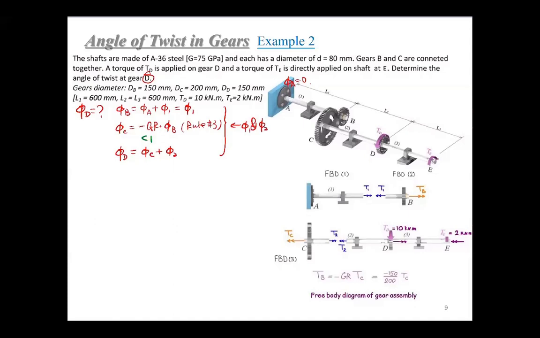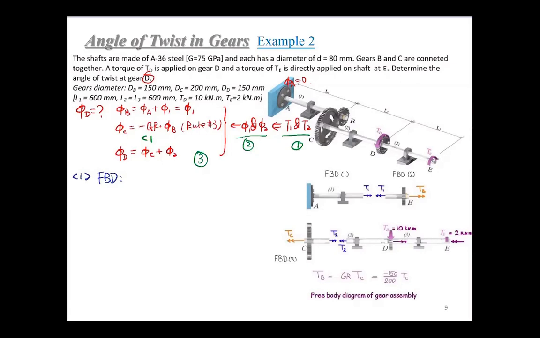But how to calculate phi 1 and phi 2? You have to know T1 and T2. So we will have several steps. Step 1 will be determining T1 and T2. Then step 2, determining phi 1 and phi 2. Then step 3, using these results to solve for phi D. Then let's look at the first step. To calculate T1 and T2, we have to start from a free body diagram.